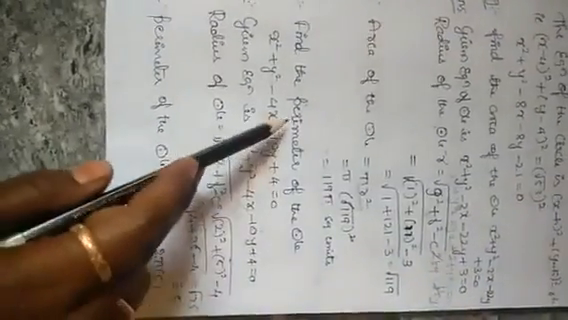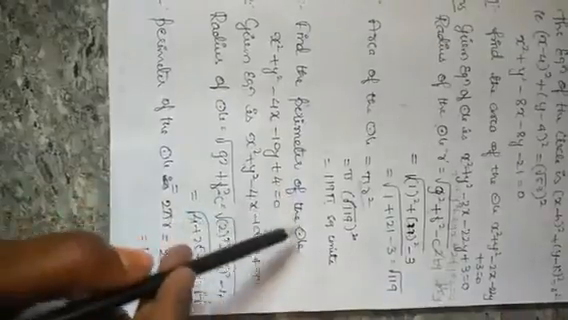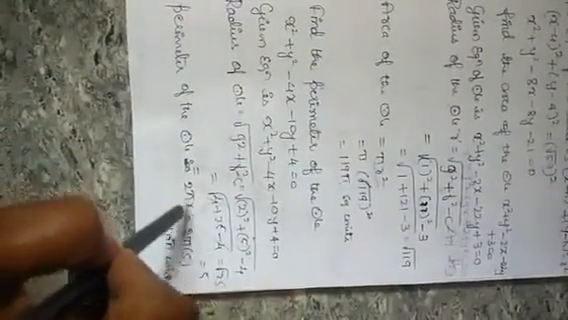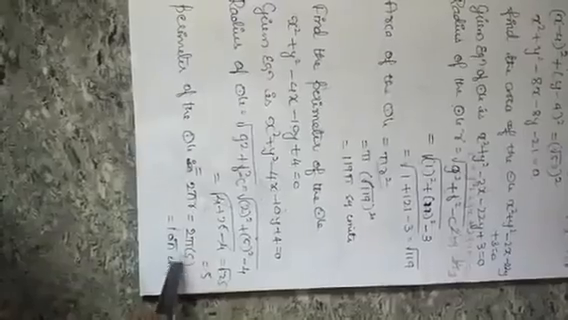Next we have to find the perimeter of the circle. We already know that the perimeter of a circle with radius r is 2 pi r. Substitute the value, and we get 10 pi units.